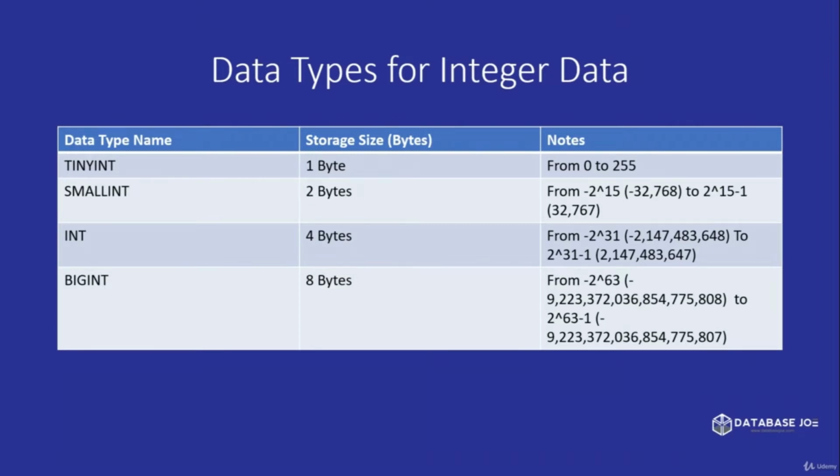For example, if I was to try and store the number 4 billion into a column with the int data type, I would receive an arithmetic overflow error. This is because the maximum integer supported for this column type is 2,147,483,647.